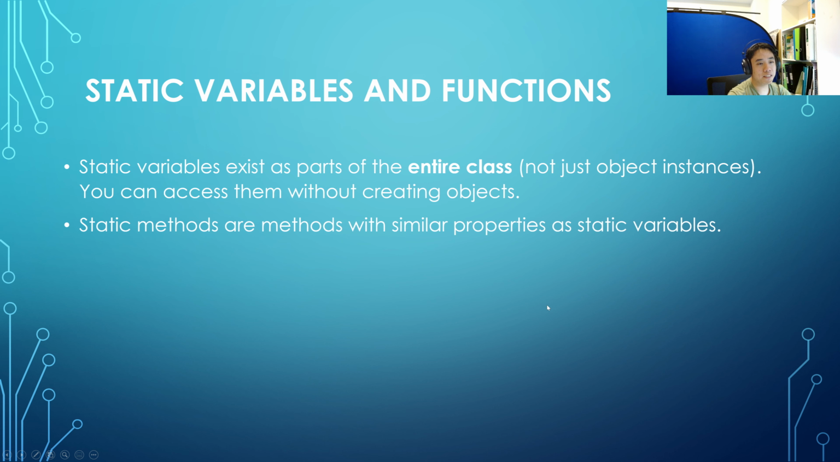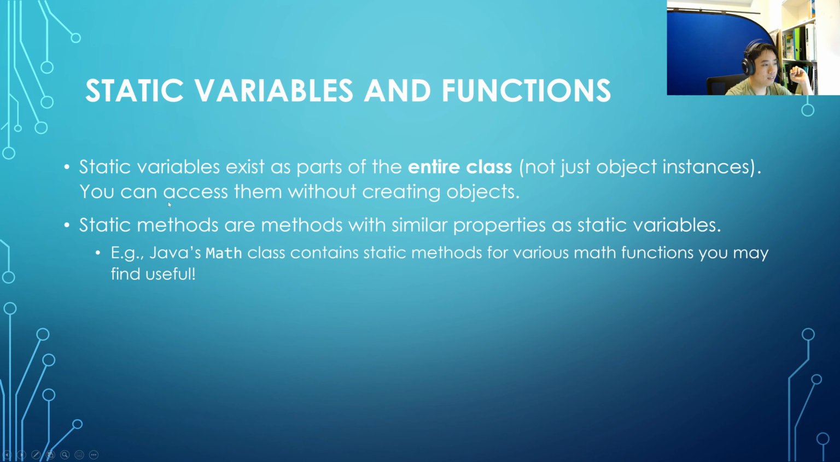Now, static methods have similar properties to static variables. I hope you get the gist of what I mean. Static methods and variables exist as parts of the entire class. You don't need to make an object to get to them. You just have to mention the class name, then use the dot operator, and then just say the variable.